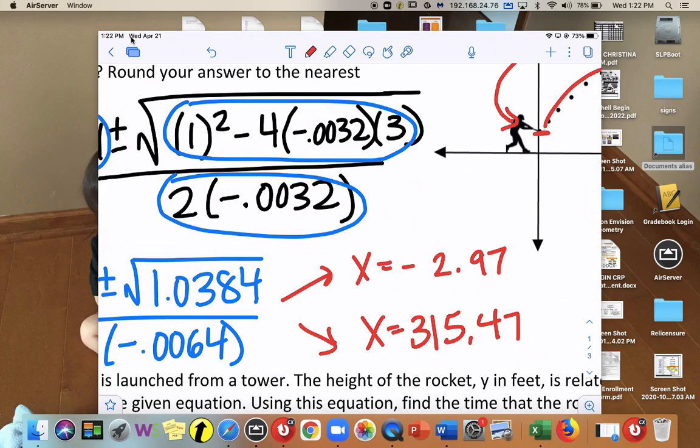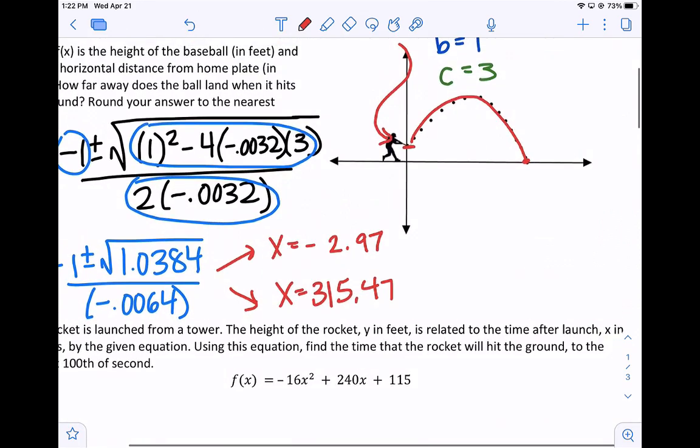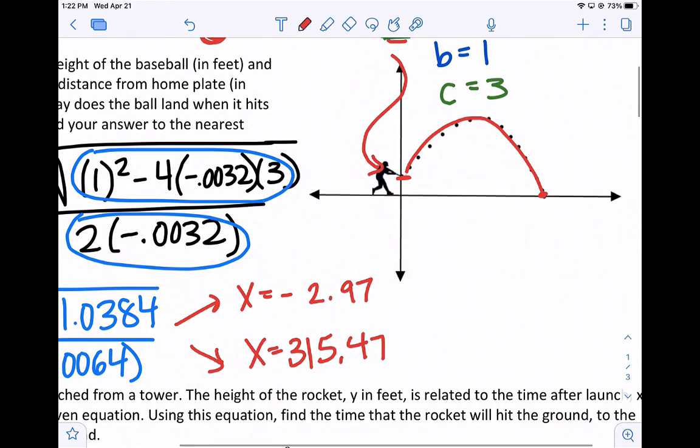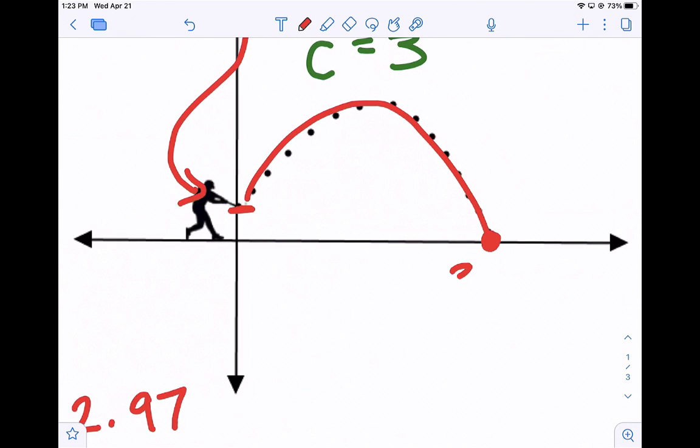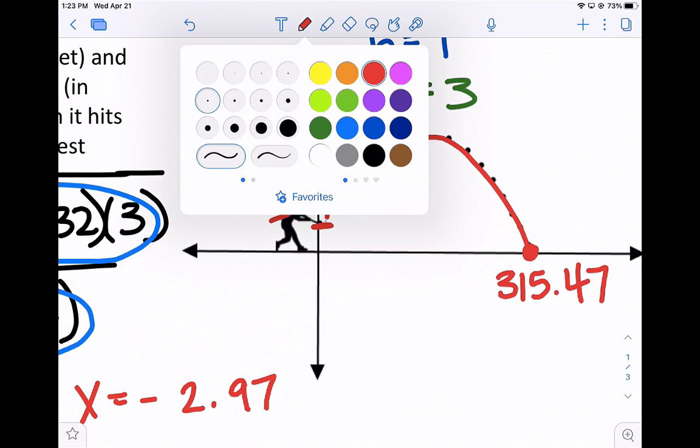All right, so let's talk about what we got and what it means. We got one answer that was negative and one that was positive. If we're looking at the x-intercepts, here where it lands is going to be the positive one, the 315.47, which means that's how far away from home plate that ball is when it lands. So it seems like it would be a home run.